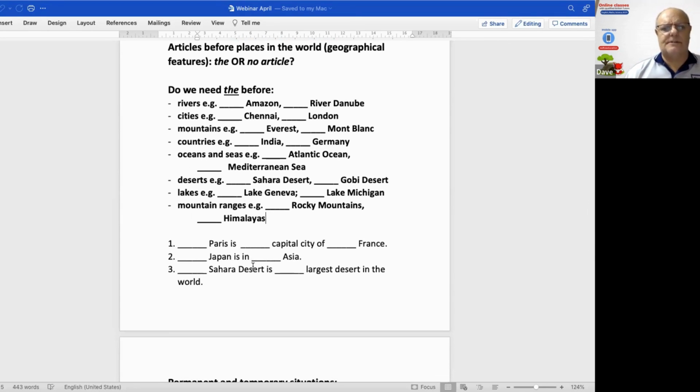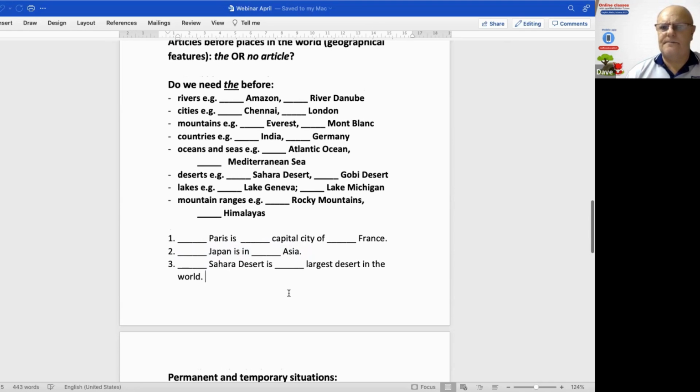And for our examples, we have here Paris. So this would be the capital city of France. We need the here because this is not talking about the name of a city. It's saying that Paris is the capital city of France and there's only one. And as you probably know, we put the if there is only one. No articles here at all: Japan and Asia. These are countries and continents, no articles. But here we need the Sahara Desert because deserts have the before them. And similarly here, the largest desert in the world. Okay.